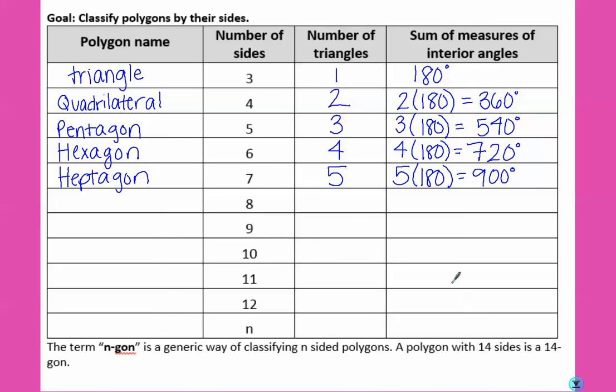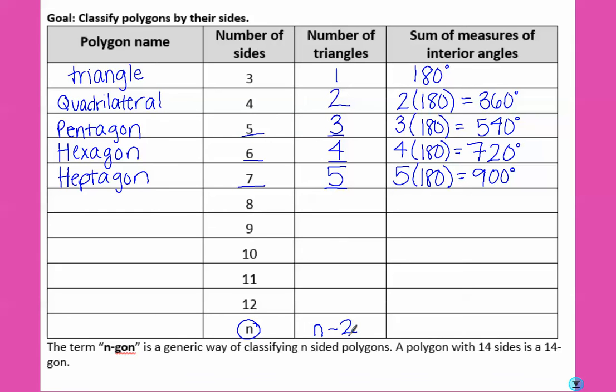So are you noticing a pattern between the number of sides and the number of triangles? Number of sides, number of triangles. That's right. It's always 2 less. So however many sides we have, say we have n sides, our number of triangles would be n minus 2. Whatever the number of sides is, minus 2 is how many triangles we're going to have.